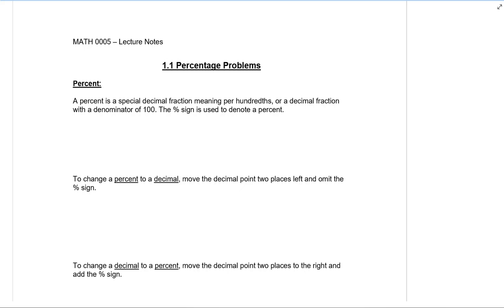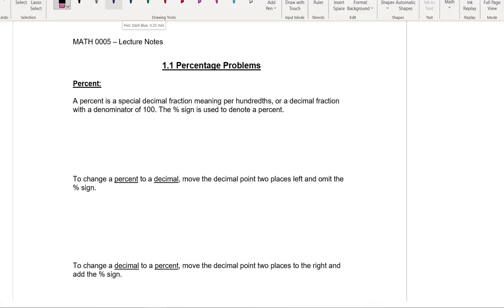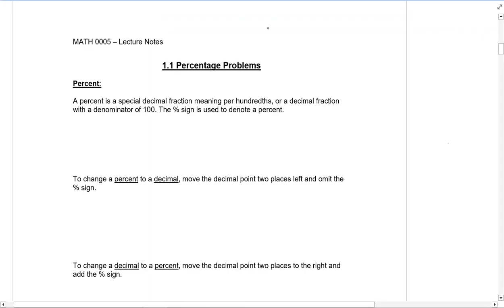Hello everyone. In this video I will explain the concept of percent and we will do some problems related to percentage. So when we think about percent, what really is a percent? The word percent comes from the word century. So percent means per century, and century is 100. So per 100.